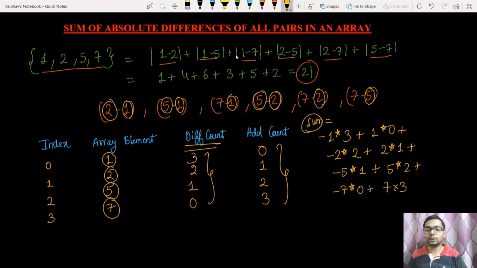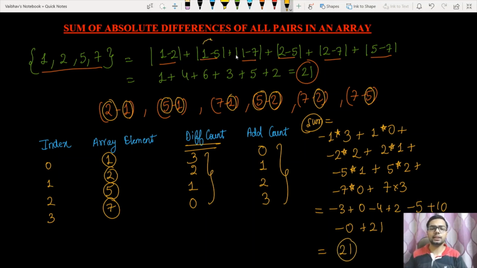Now if we calculate this value, it would come out as minus 3 plus 0 minus 4 plus 2 minus 5 plus 10 minus 0 plus 21. So this value would come out as equal to 21. So if we can count the number of times the value is being subtracted and the number of times the value is being added, we can clearly find the sum.